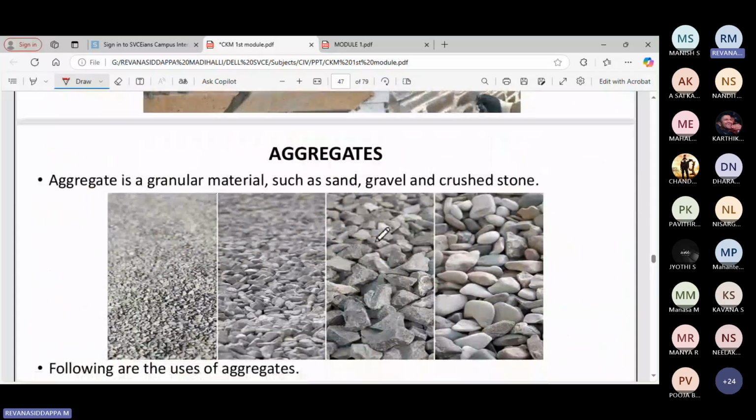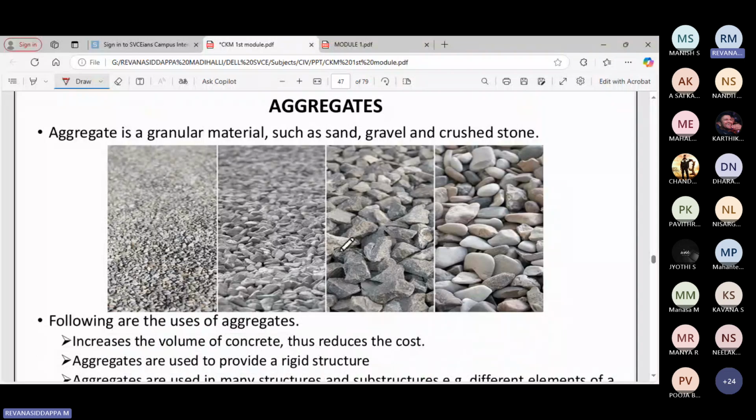These are the various aggregates that are used to prepare the concrete, and these aggregates are available in several sizes: 12.5 mm down, 20 mm down, then 40 mm down aggregates. Depending upon the structural component that you are building, its total size, and the grade of the concrete required, we will choose a suitable size of aggregate for making the concrete.